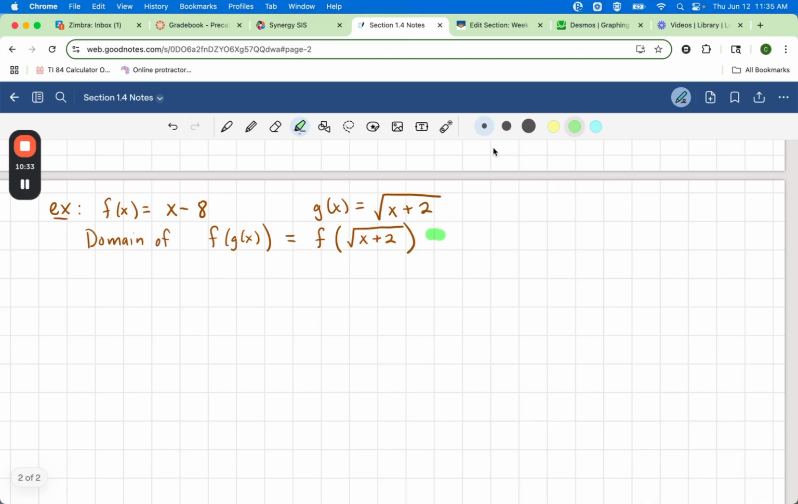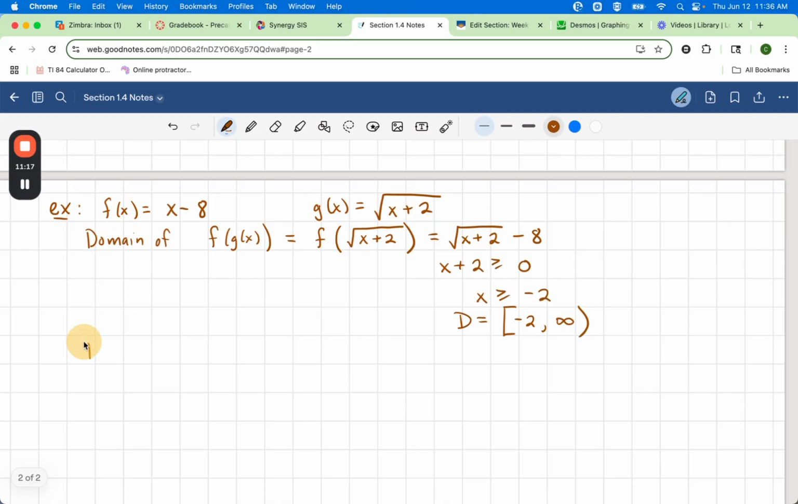All right, so I end up getting square root of x plus 2 minus 8. Well, we learned how to find the domain of these radical expressions a couple sections ago. So hopefully you remember, I'm square rooting x plus 2. That means x plus 2 has to be greater than or equal to 0. Subtract 2 from both sides, so x is greater than or equal to negative 2. In interval notation, the domain is going to be bracket, negative 2, comma, infinity, parenthesis. So there's the domain of f of g of x.